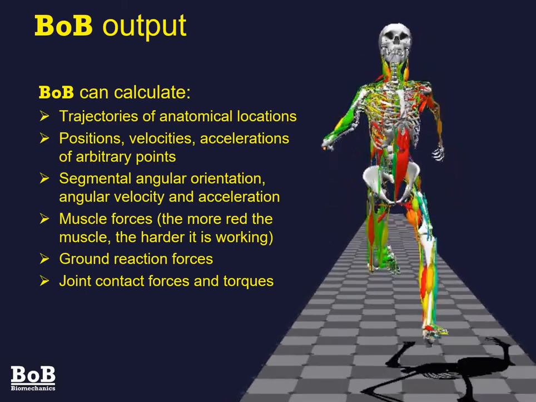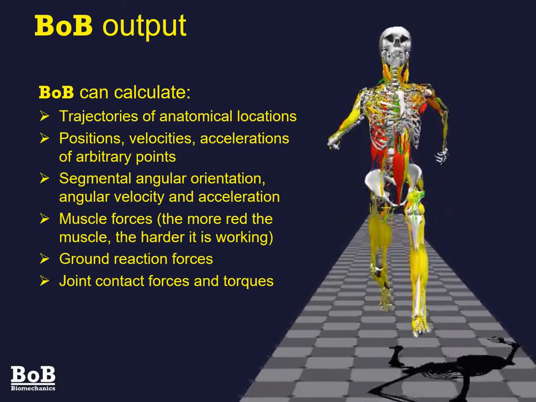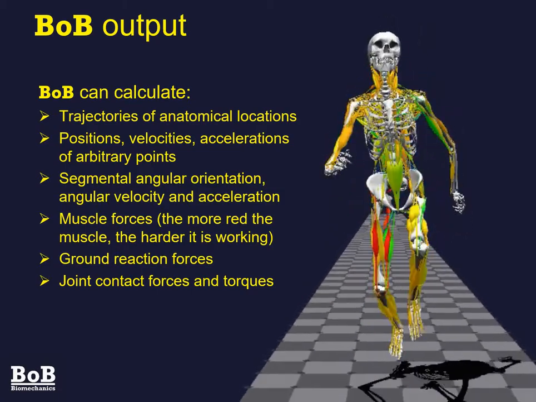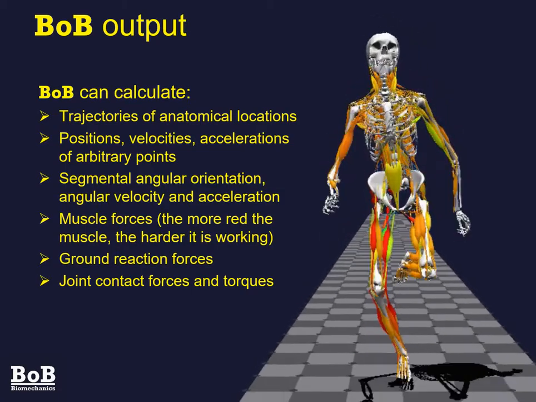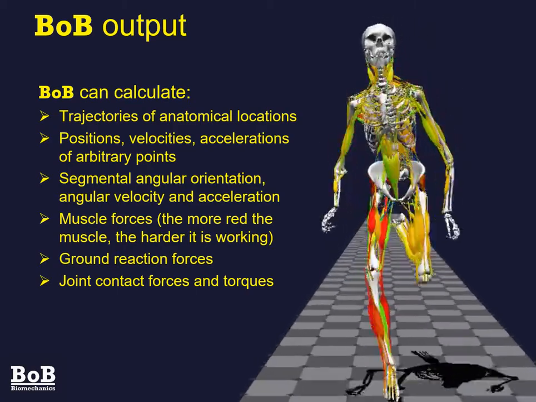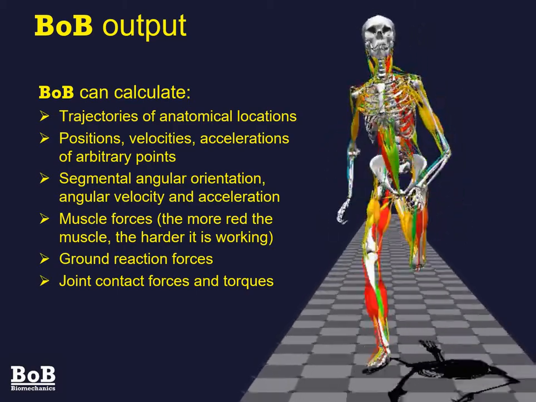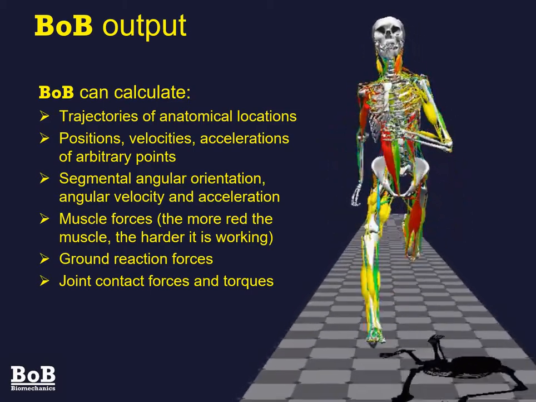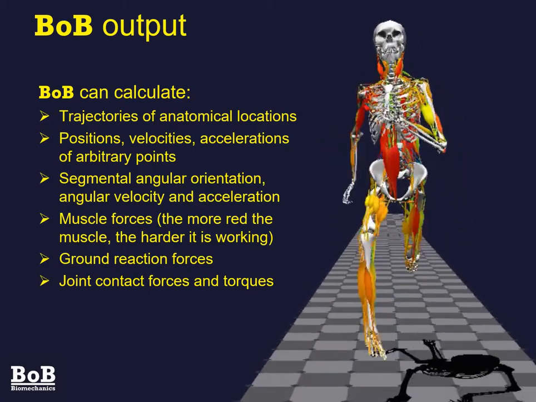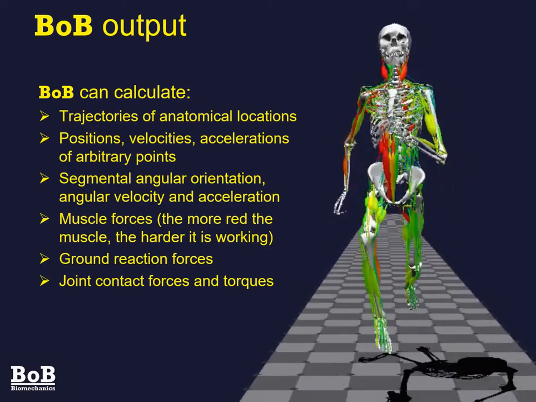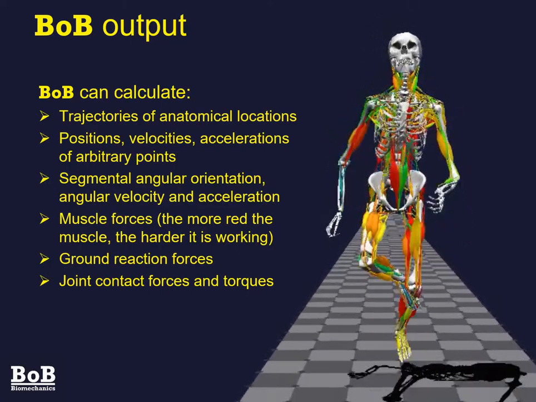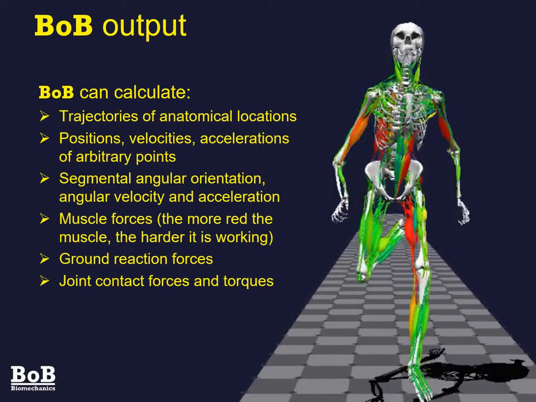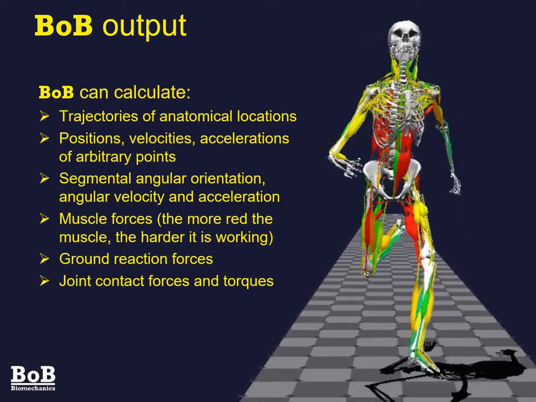Well, we've done a lot of work to get to this point, so basically, was it all worth it? What can we actually get out of the biomechanical analysis? So this is a few of the outputs. We can plot trajectories of anatomical locations, positions, velocities, accelerations of any point on the body. We can display segmental orientations, muscle forces, ground reaction forces, joint contact forces and torques. What we'll now do is go through that list again in a bit more detail.